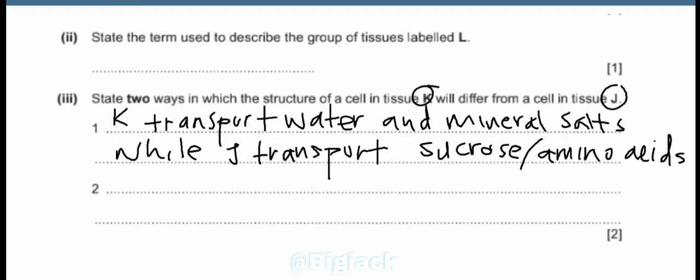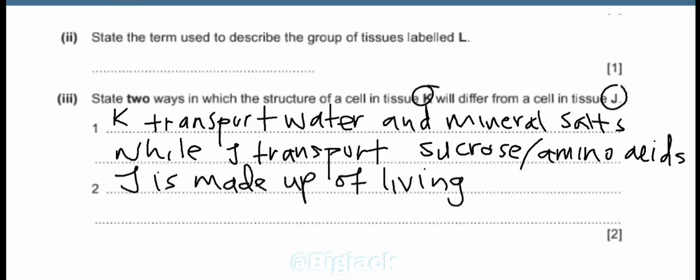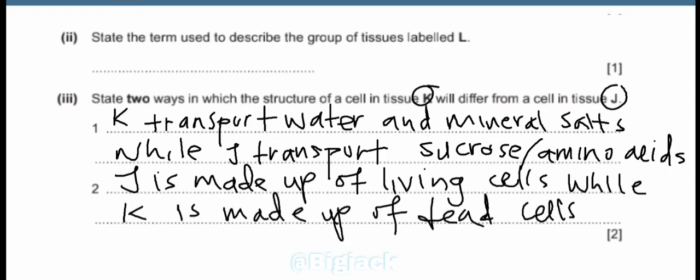So the next difference, we are going to say J, which is the phloem, is made up of living cells. Then when it comes to K, which is the xylem, it is made up of dead cells. So we are going to say K is made up of dead cells. So let's move on to the next one.